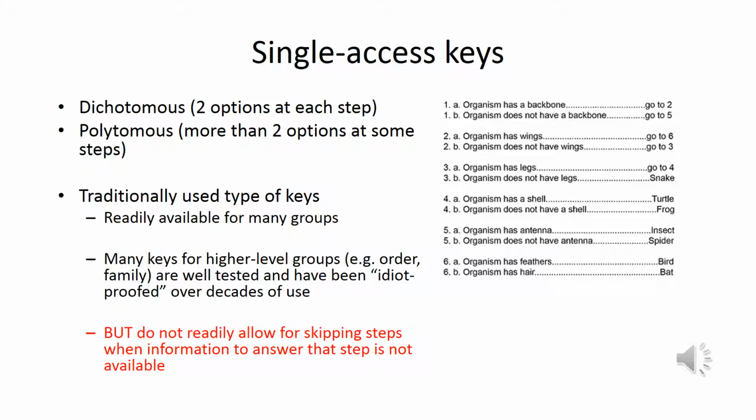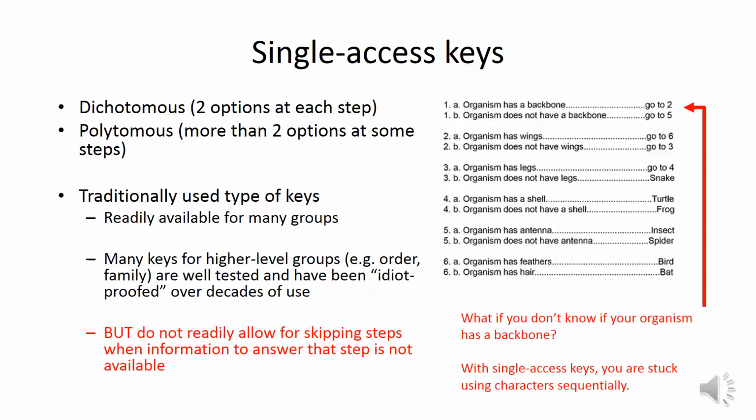The main problem with single-access keys is that they do not allow for readily skipping steps when the information to answer a step is not available. For example, with the key on the right, what if you don't know if your organism has a backbone? You're just kind of stuck at that first step. With single-access keys, you're stuck using the characters sequentially.